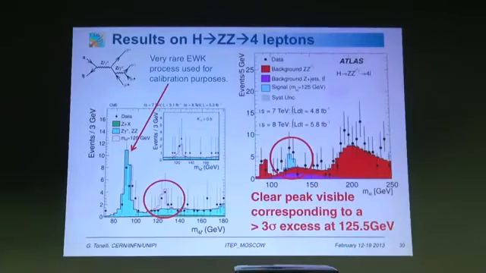And this is what the 2 experiments observe. This is a rare electroweak process in which a Z goes to 4 muons through the emission of a virtual Z or gamma star, that we use for calibration. We know that this peak is at 91.2, so we have a clear understanding of the absolute momentum scale. And then you see that in 2 experiments, in the same region around 125, you have a peak building up.